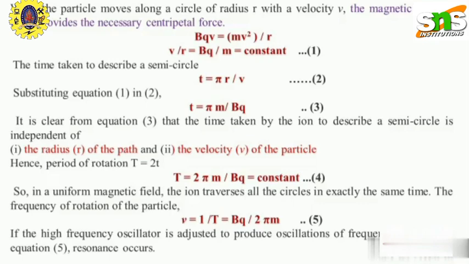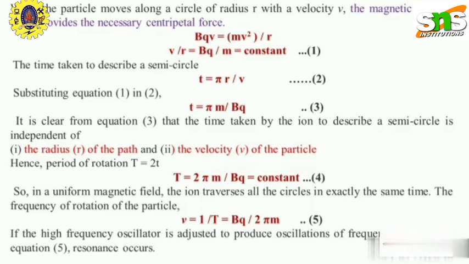That is, the magnetic Lorentz force BQV is equal to the centripetal force mv squared by r. By cancelling the common terms on both sides, we get v by r is equal to BQ by m, which is equal to a constant. The time taken to describe a semicircle is denoted by small t, that is, small t is equal to pi r by v. Then substituting equation 1 in 2, we get small t is equal to pi m divided by BQ.